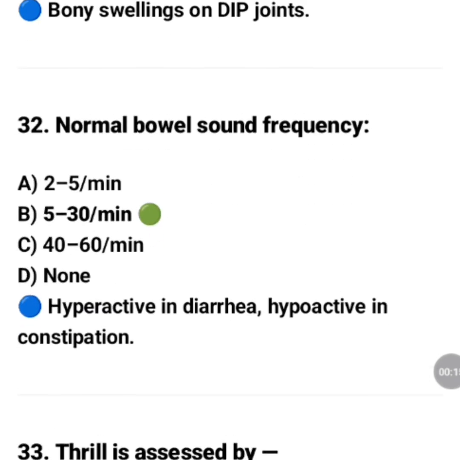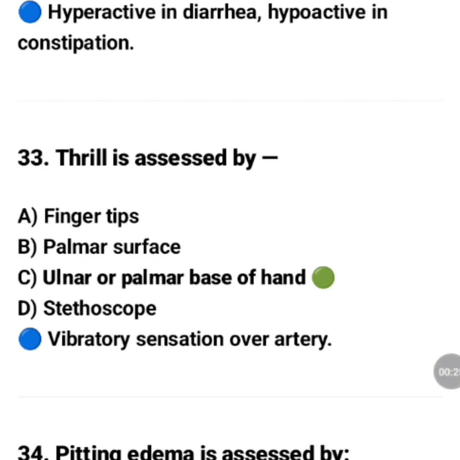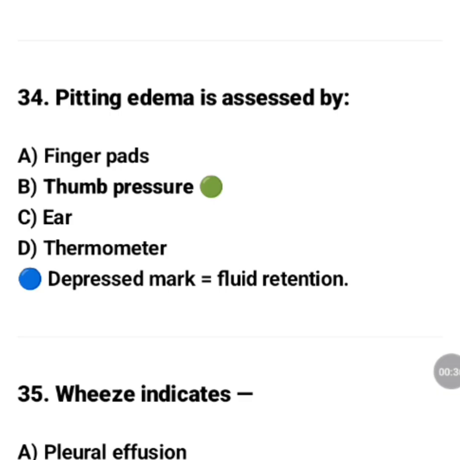joints. Normal bowel sound frequency. The correct answer is option B, 5 to 30. Hyperactive in diarrhea, hypoactive in constipation. Thrill is assessed by. The correct answer is option C, ulnar and palmar base of hand. Vibratory sensation over artery. Pitting edema is assessed by. The correct answer is option B, thumb pressure. Depressed mark, indication of fluid retention.